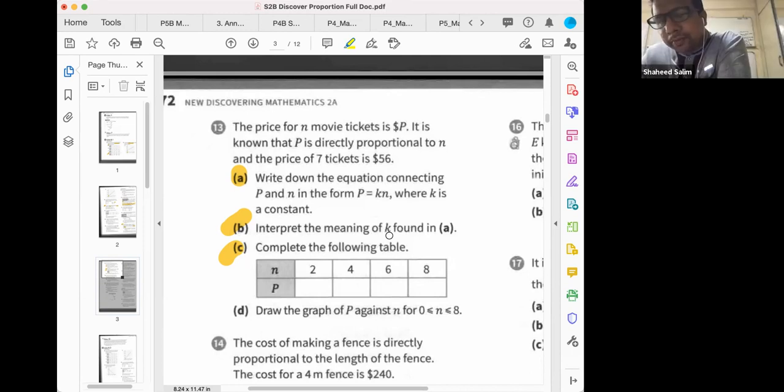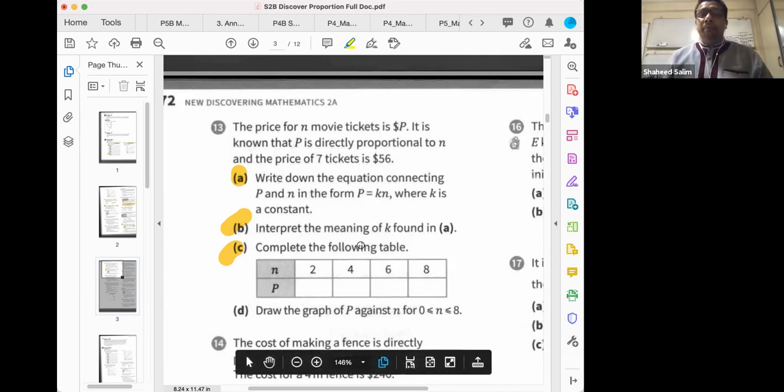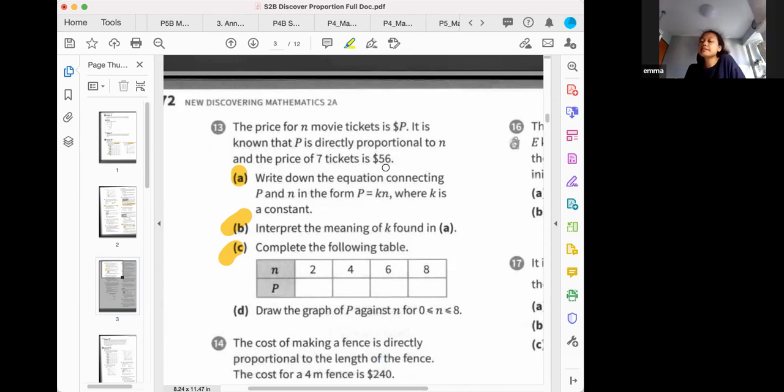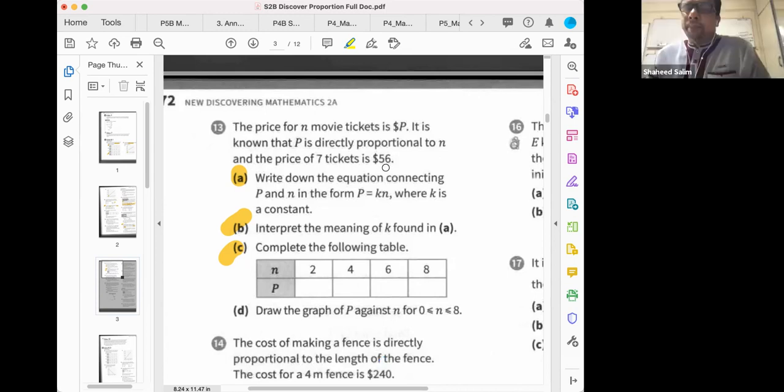What? Price of one ticket. If you look at it, you get K being the price of one ticket, $8. You buy 7 tickets, 7 times 8, 56. So you will discover that K is actually the price of one item normally.